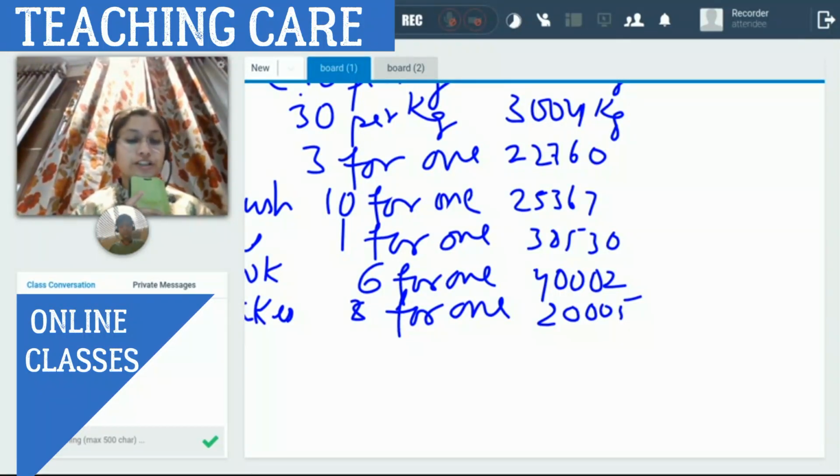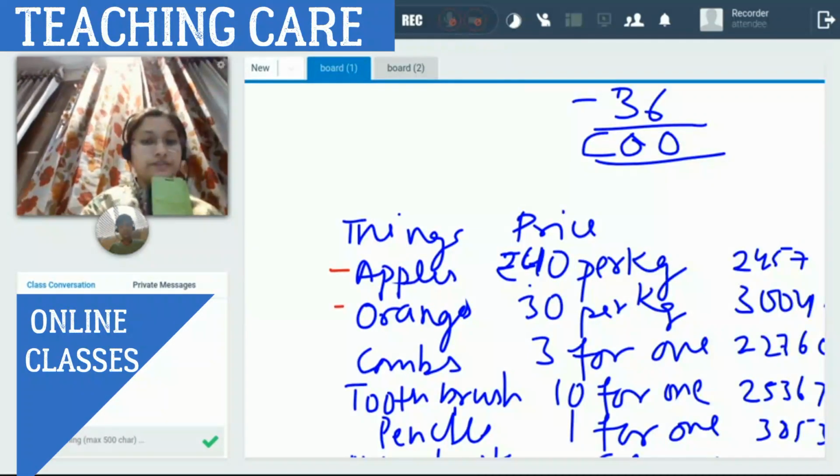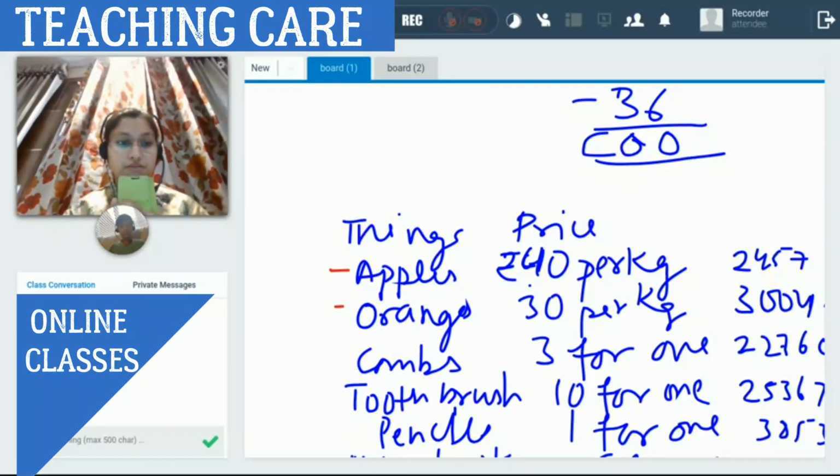We have to find out the total weight of apples and oranges which were sold last year. So which two quantities am I going to add up?